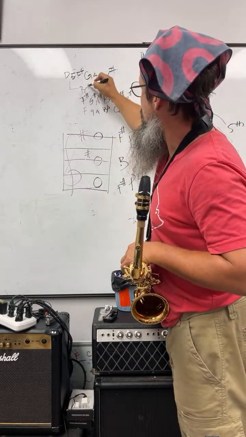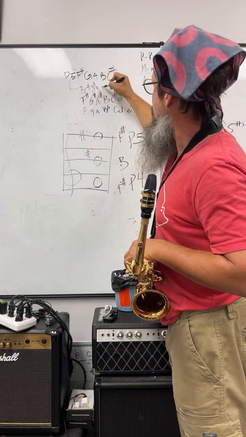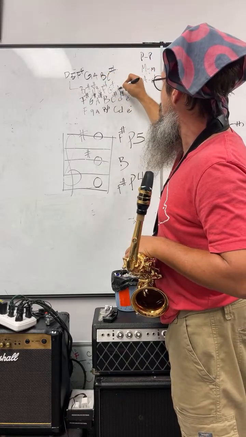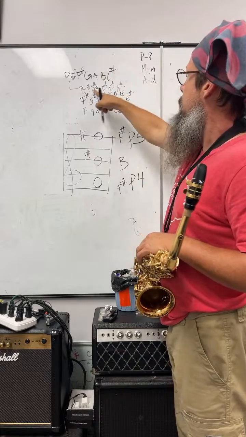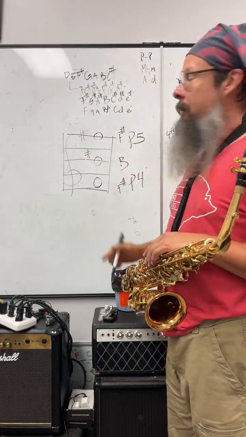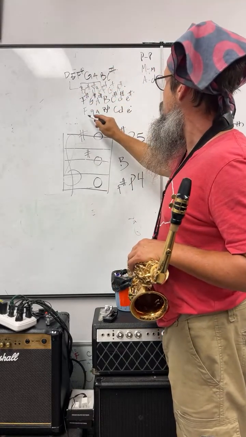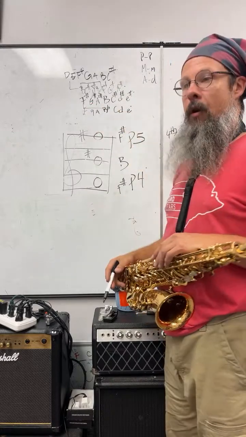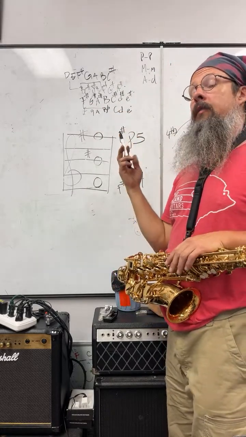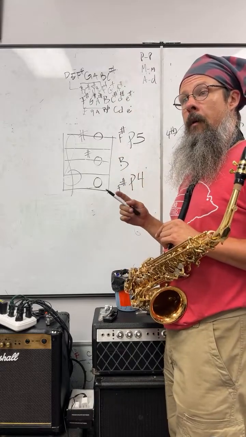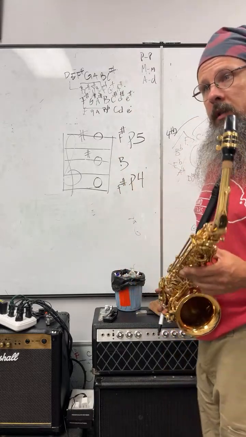B, C sharp, D sharp, E, F sharp, G sharp, A sharp, B. Is F sharp in the key of B? Yes, it is. It is a perfect fifth. Just like going from F sharp to B is a perfect fourth. As below as it is above. We're just seeing the difference of one step.